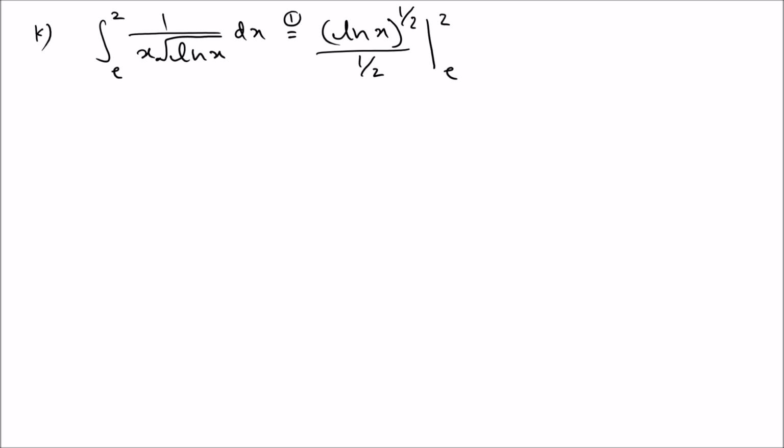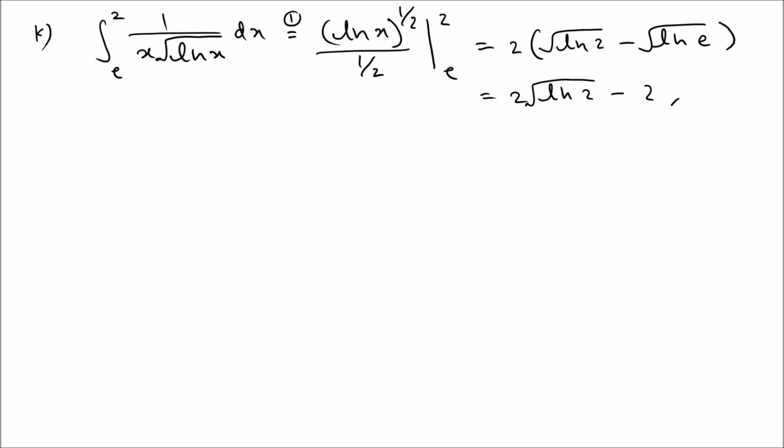Good. So let's plug in the values. If you plug in the values, you're going to get 1/2 divided by 1/2 is 2. Let's plug in the values. So it is the square root of ln 2 minus the square root of ln e. Ln e is 1. Square root of 1 is 1. So that means your answer is going to be 2 times the square root of ln 2 minus 2. That's the answer.